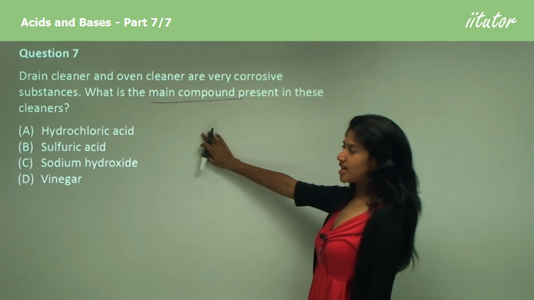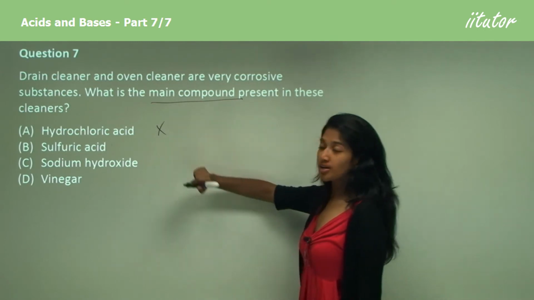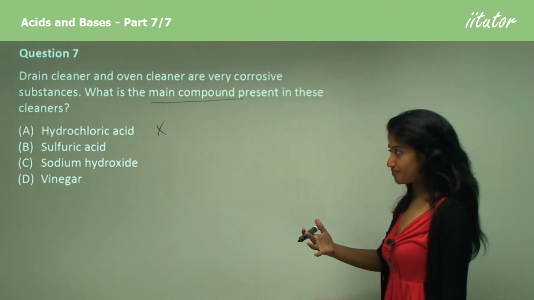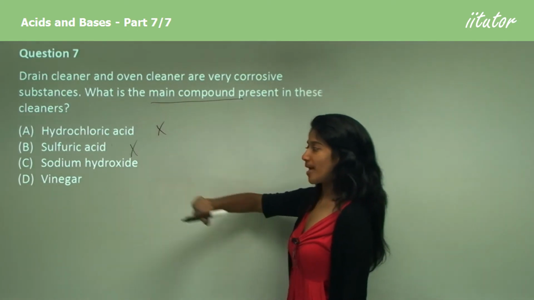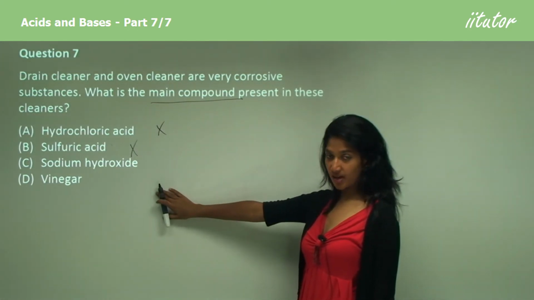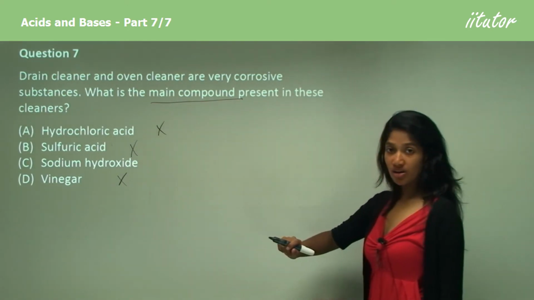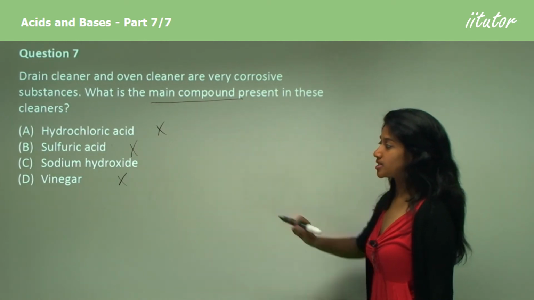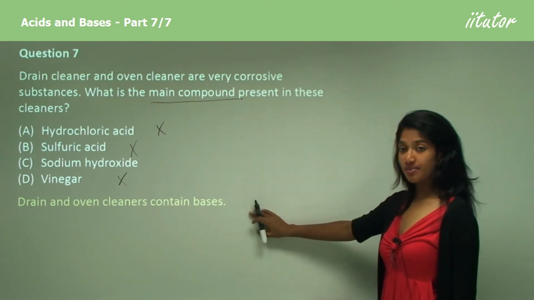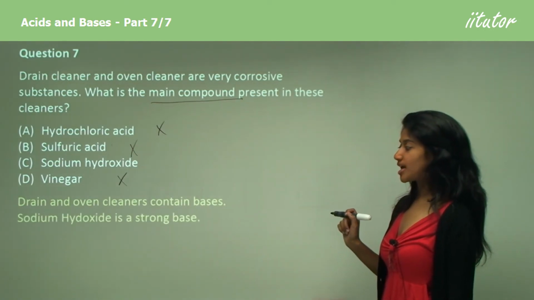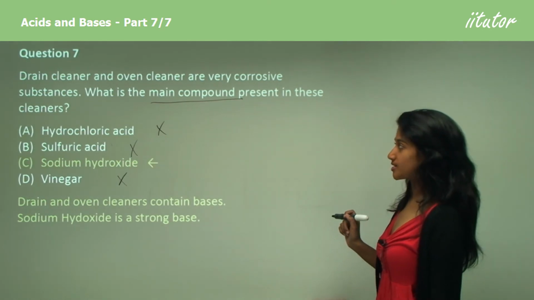Option A is hydrochloric acid, which is an acid, and oven and drain cleaners do not contain acids, they contain bases. Again, option B is sulfuric acid. Again, an acid, not a base. Option D is vinegar. Vinegar is acetic acid, so it is not option D. We're left with option C, which is sodium hydroxide, and it is a base. Drain and oven cleaners contain bases. Sodium hydroxide is a very strong base. So the answer is option C, sodium hydroxide.